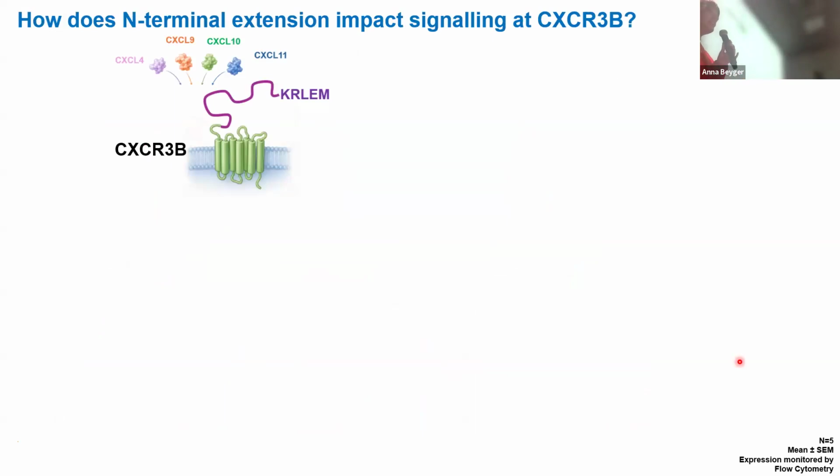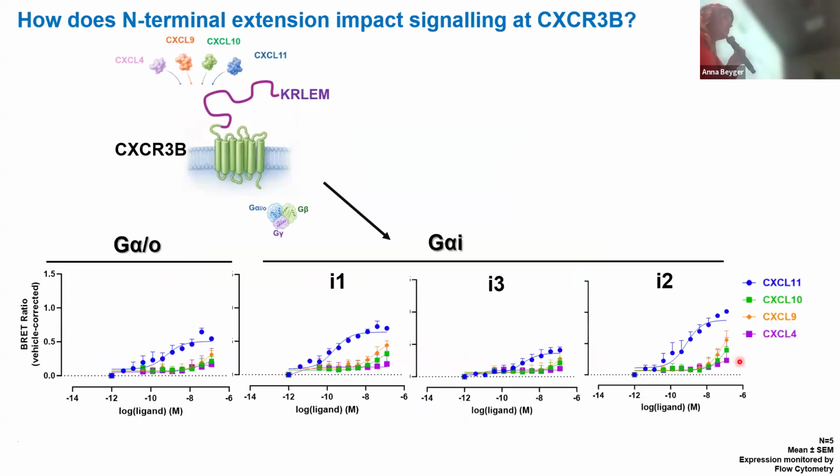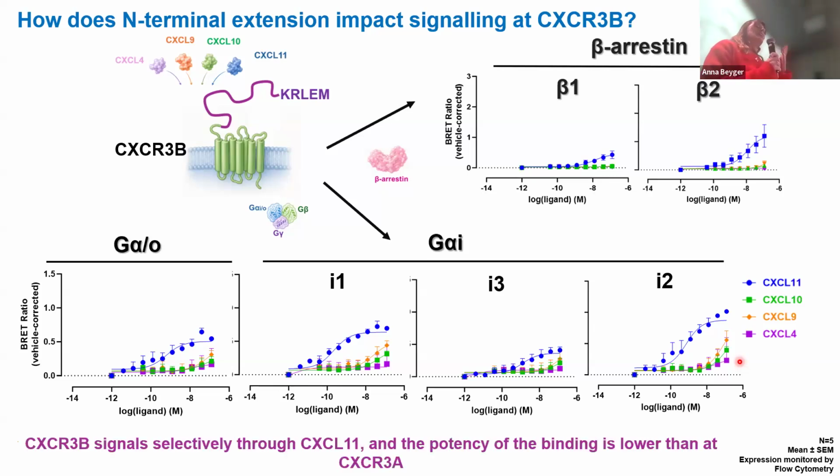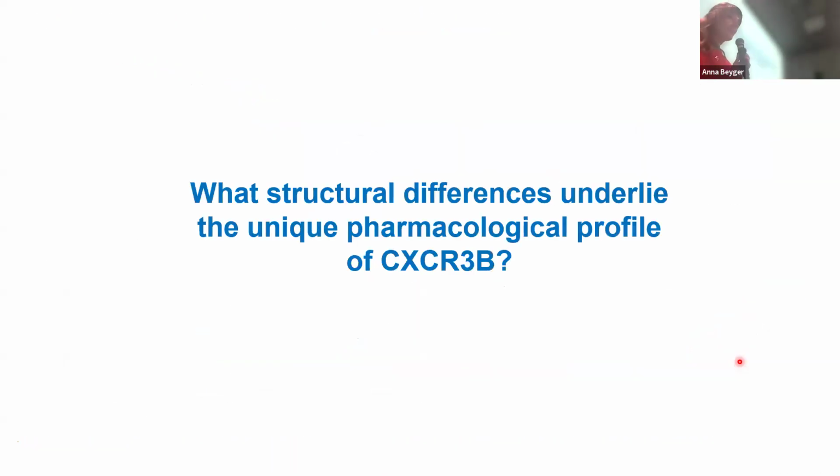Then if we want to see how this N-terminal extension that's present at CXCR3B impacts the strength of this signaling, when we measure the G protein recruitment, what we saw is that all of the G alpha i/o proteins are recruited, but only in response to CXCL11, and the other ligands only recruit these transducers at the highest concentration. And the same was seen for beta arrestin, where CXCL9, 10, or 4 actually has not recruited arrestins at all. So from that, we can see that CXCR3A is a more promiscuous receptor, whereas CXCR3B is more selective against CXCL11. So what structural differences underlie this unique pharmacological profile for CXCR3B?